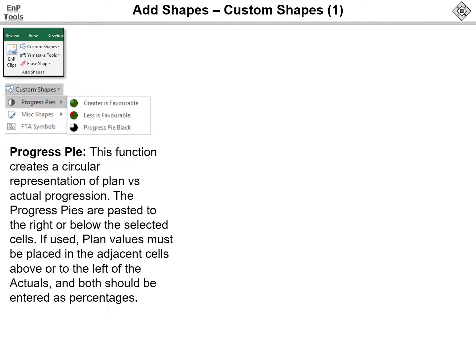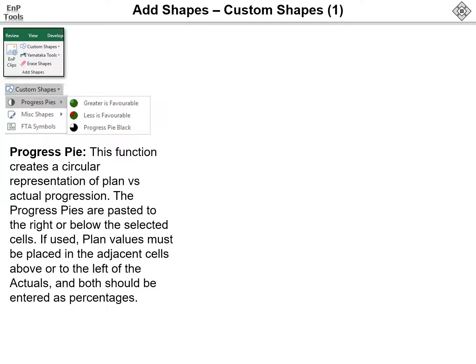Under the Custom Shapes submenu, there are 3 tools that will add various shapes to the current sheet. Progress Pie. This function creates a circular representation of plan versus actual progression. The progress pies are pasted to the right or below the selected cells. If used, plan values must be placed in the adjacent cells above or to the left of the actuals, and both should be entered as percentages.